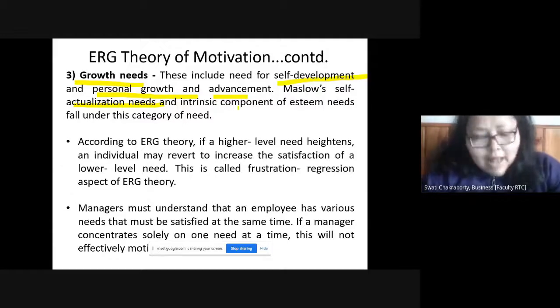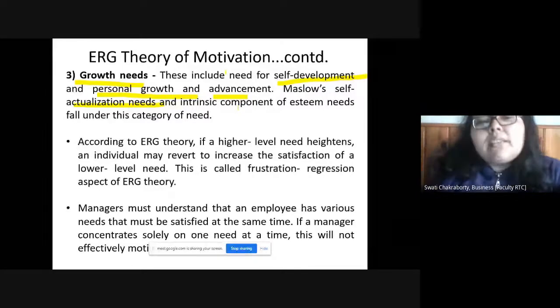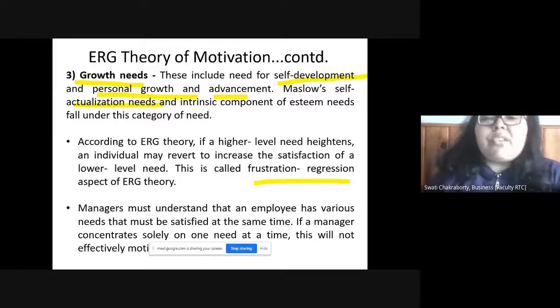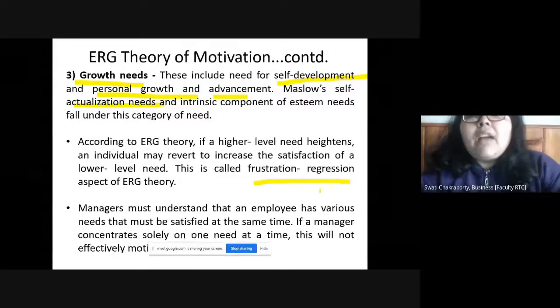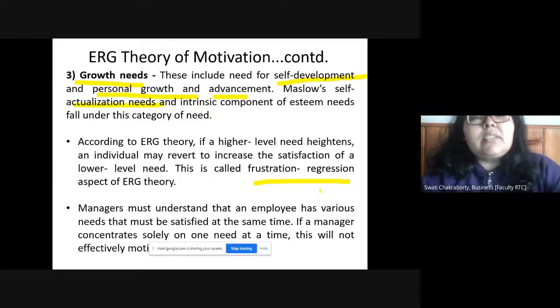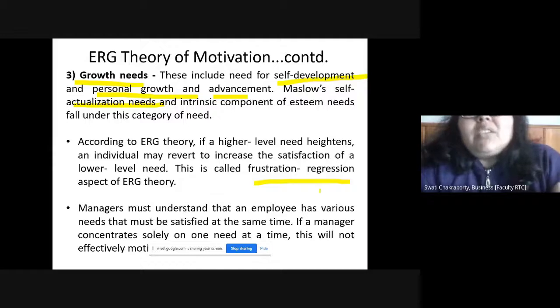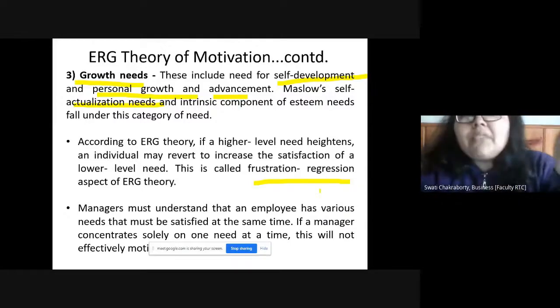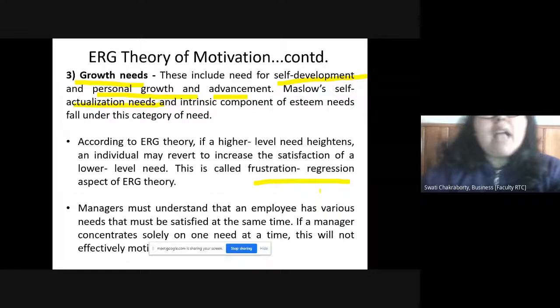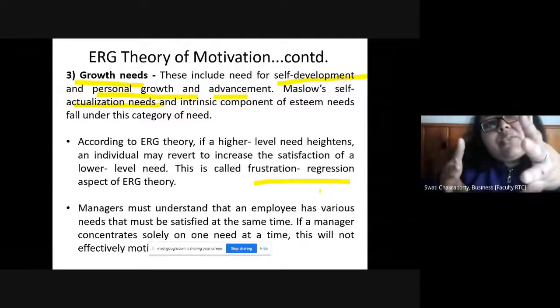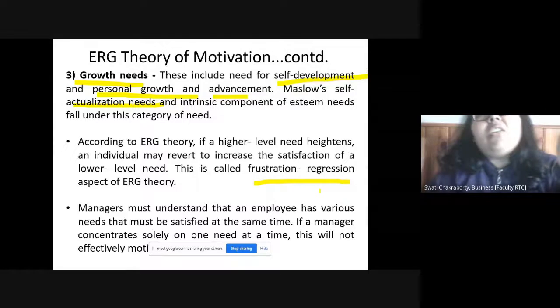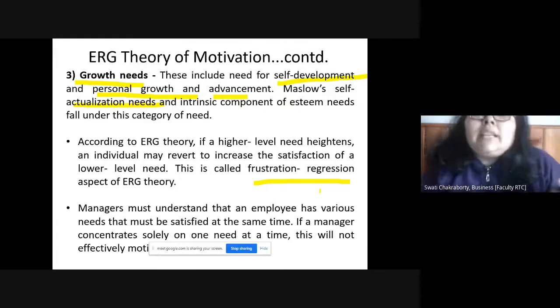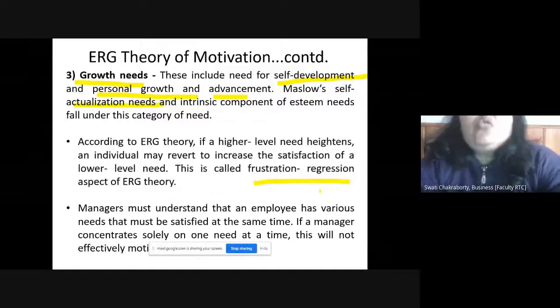Now, according to the ERG theory, there's a concept which is called frustration regression. What happens is, if our level of needs is quite high, and we would like to achieve that, as long as we are not able to achieve it, if there are some hurdles that come up, then we tend to get frustrated, and it has a negative effect. So we start concentrating on achieving the basic needs, the lower order needs. If we are not able to achieve that, out of frustration, we go downwards.